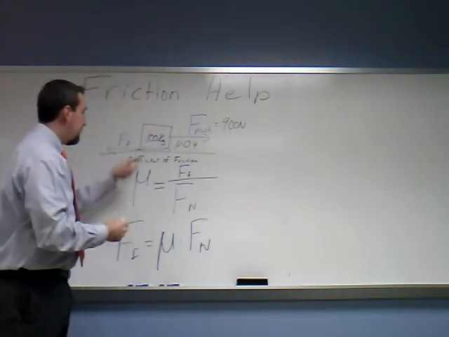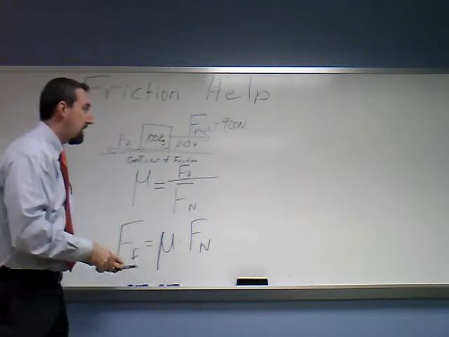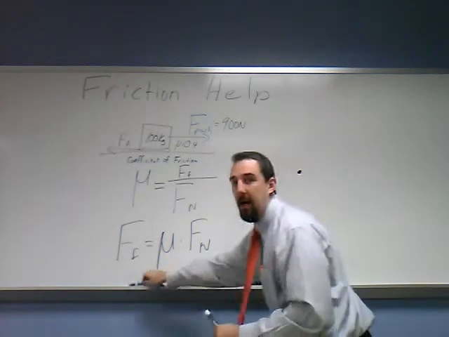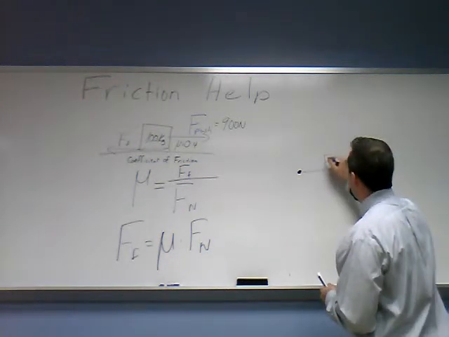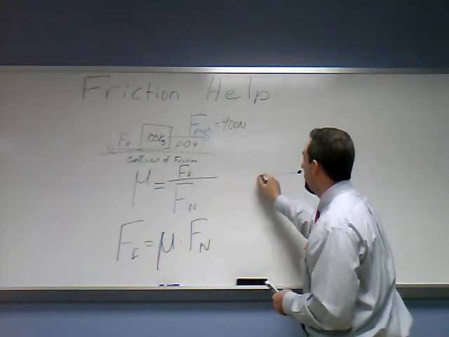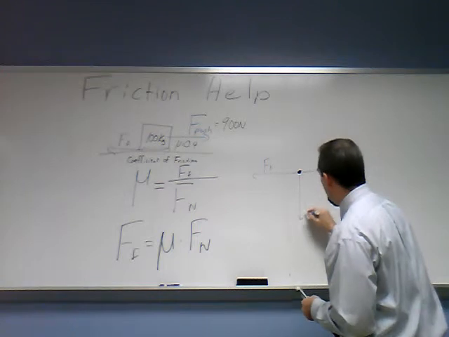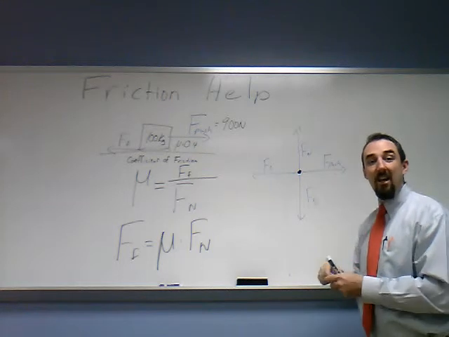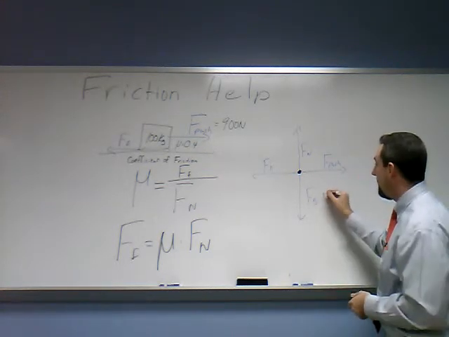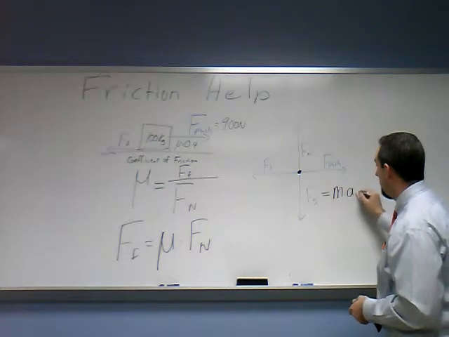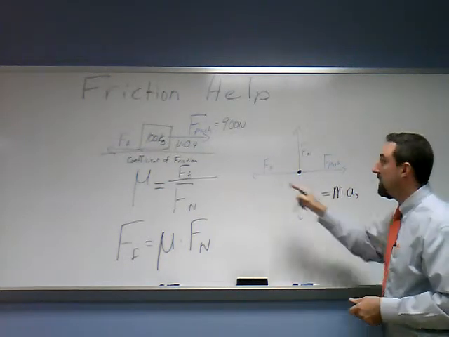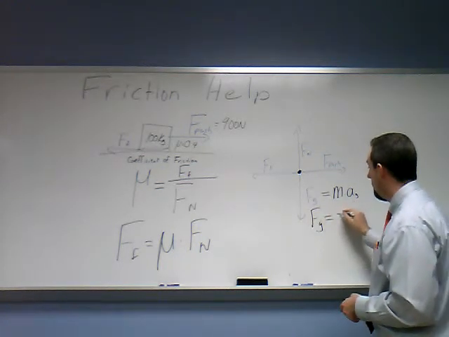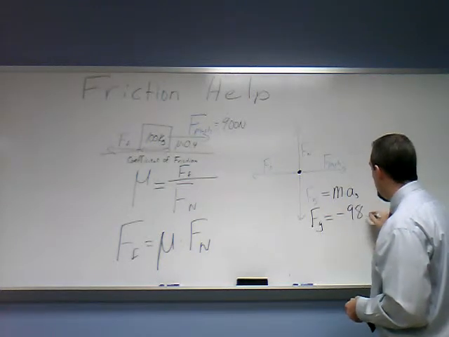Well, let's see. First of all, this is a complicated setup, so let's make a free body diagram instead. There's my picture. I have the force I'm pushing this way, F push. We got friction going backwards. We got gravity going down. And I got normal force going up. Now, I can calculate all these relatively easily. Fg is equal to mass times acceleration of gravity, which in this case is 100 kilograms times 9.8. So the force of gravity is negative 98 newtons.